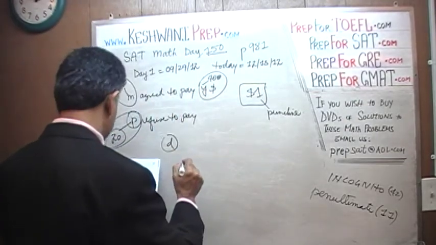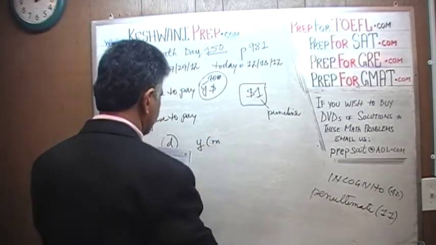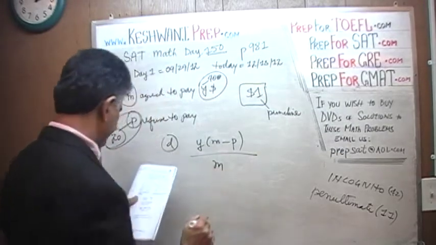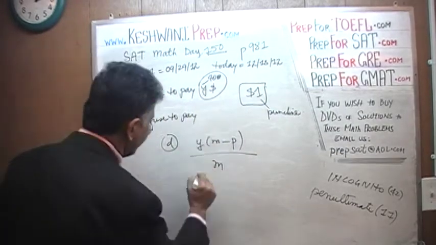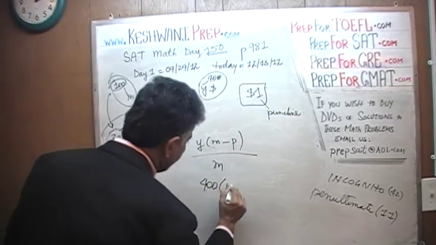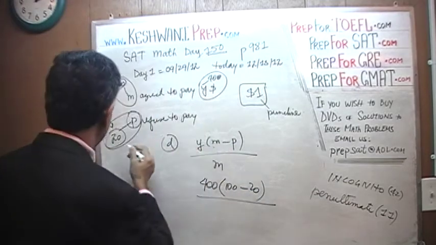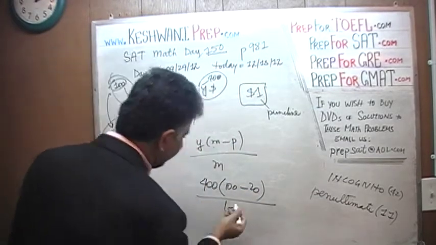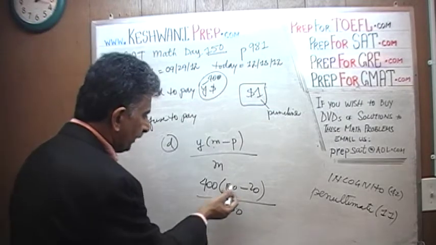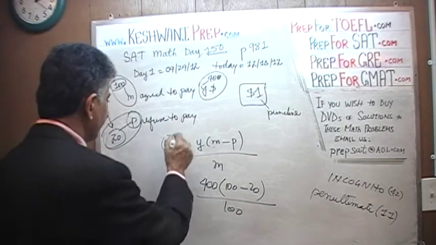D says Y times M minus P over M. Y is 400 times M minus P. M is 100 minus P, which is 20, over M, 100. Again, as you can see clearly, these are not the same amount. The top is 400 times 80. 400 times 80 over 100 is not going to be 1. The answer is not D.